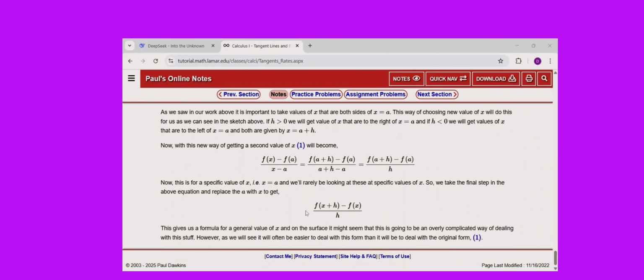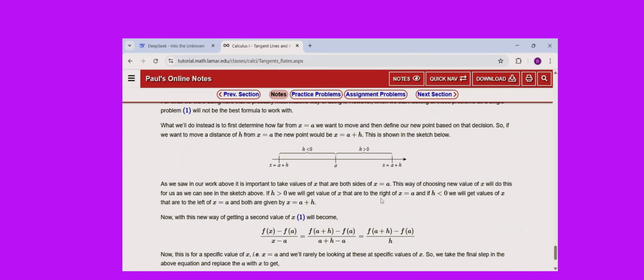Tangent formulas. These are the limit formulas. (f(x) - f(a)) / (x - a) equals (f(a + h) - f(a)) / h. So (f(x + h) - f(x)) / h, that is the formula.